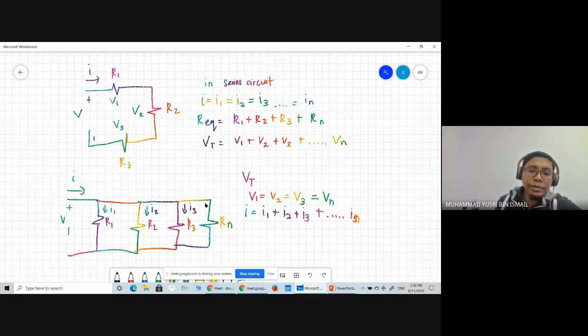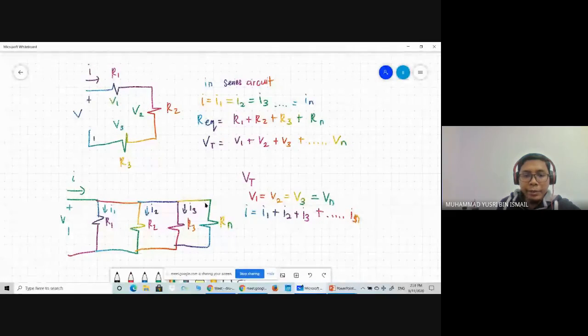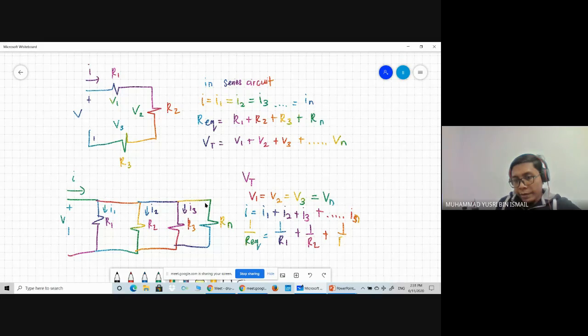This is because of the current flow, based on Kirchhoff's current law. Kirchhoff's current law states that the current entering a node is equal to the current leaving the node. In this case the current is leaving the node, so the sum of all the currents will be equal to the current from the current source. And then for the resistance, 1 over R equivalent is equal to 1 over R1 plus 1 over R2 plus 1 over R3 plus 1 over Rn.